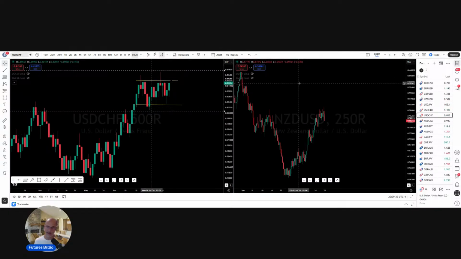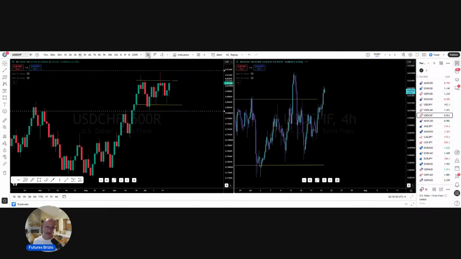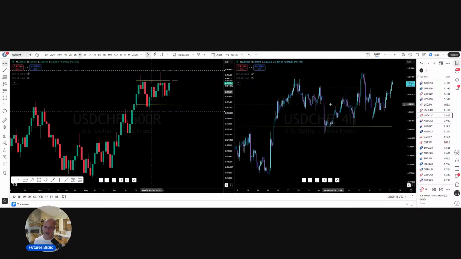And that's dollar Swiss. So let's go to the dollar Swiss. We're looking over on the right now, and we're going to switch over to candlesticks. And this is the 4-hour chart. Now, look at this on the 4-hour chart, how messy this is.